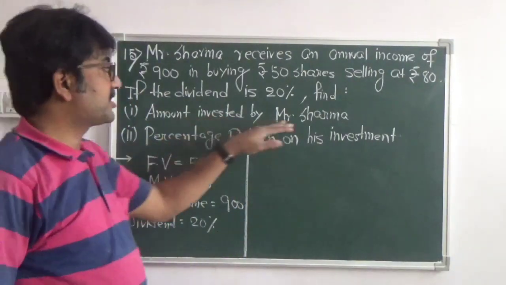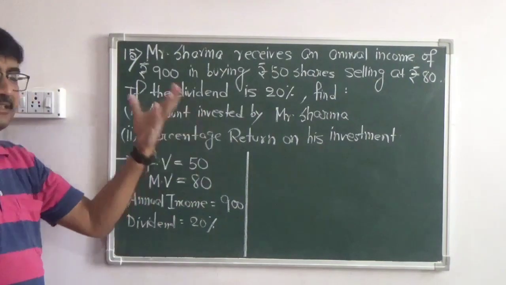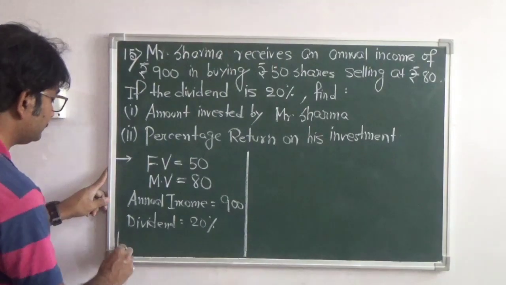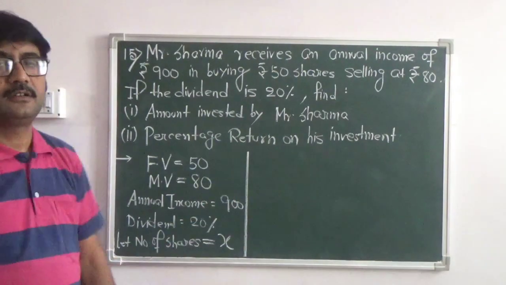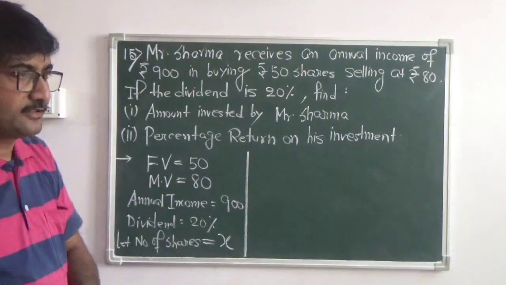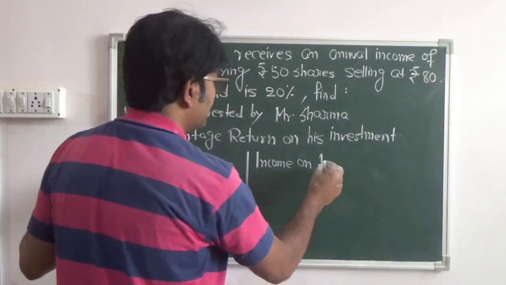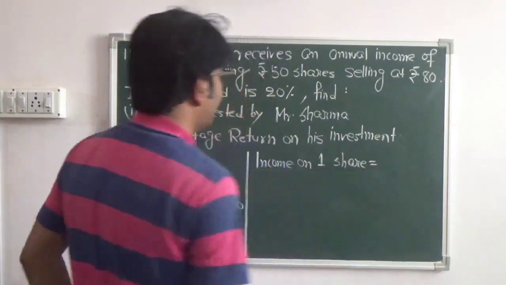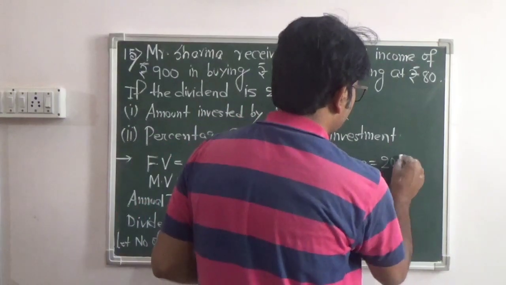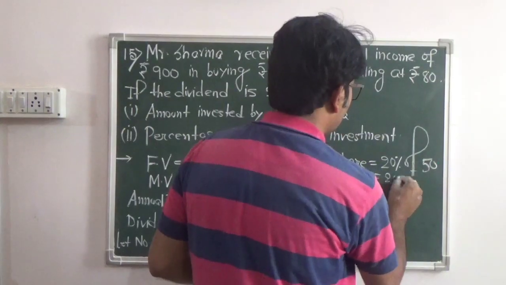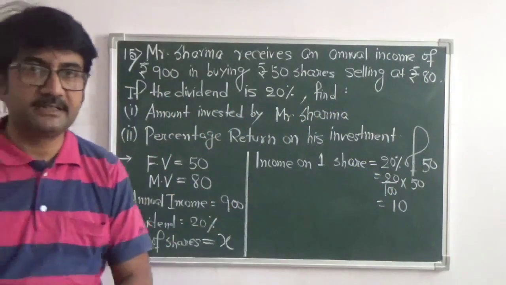So, the first condition is the amount invested by Mr. Sharma. So, amount invested is the market value multiplied by the total number of shares. But in the question, we see that the number of shares is not available. So, let the number of shares be x. No problem. If it is not given, we assume it as x. Now let us find the income on one share. So what is the income on one share? That is 20% of the face value, that is 50. So rupees 10 is the income on one share.